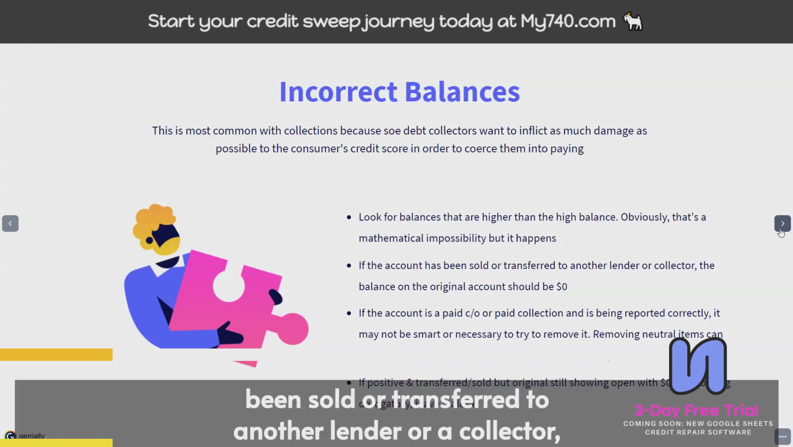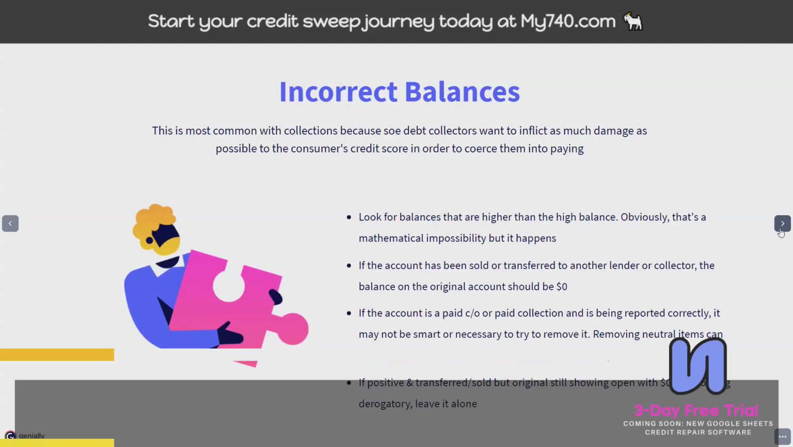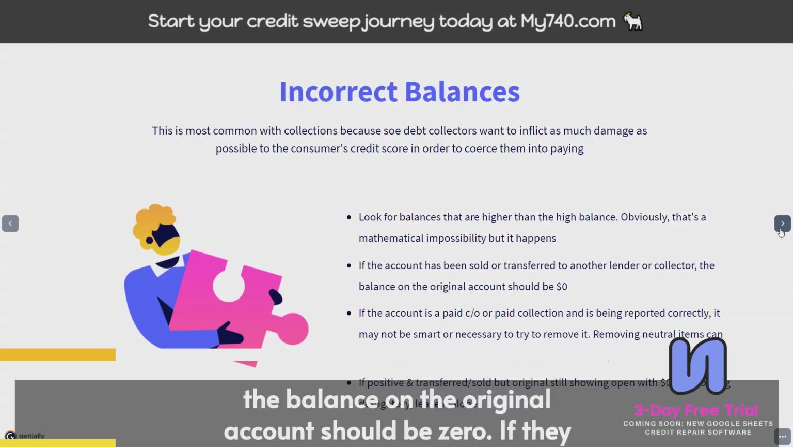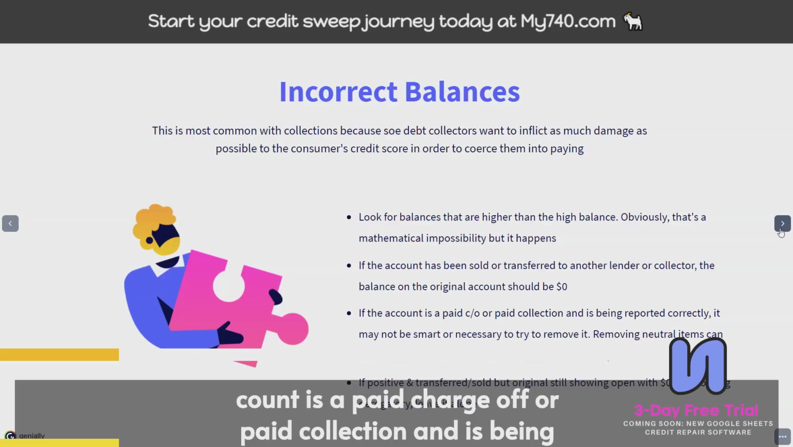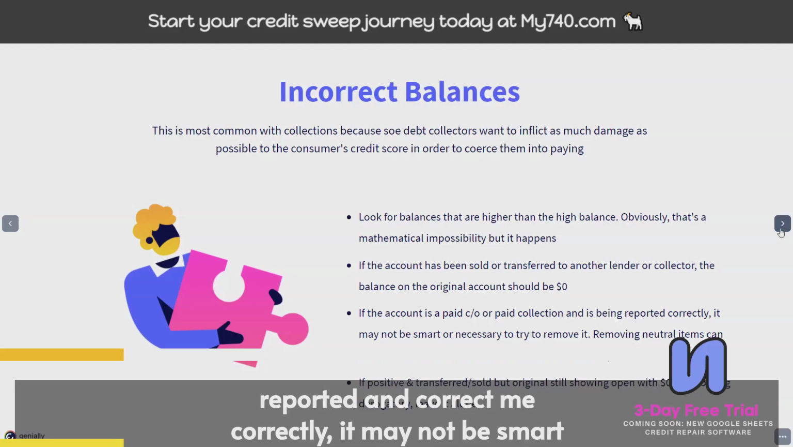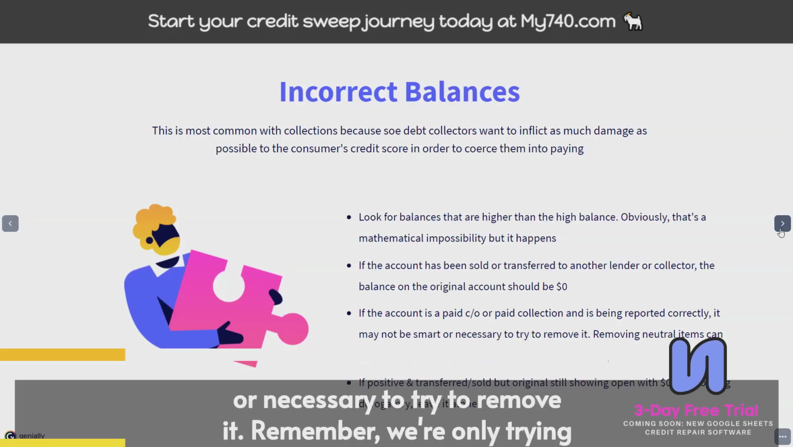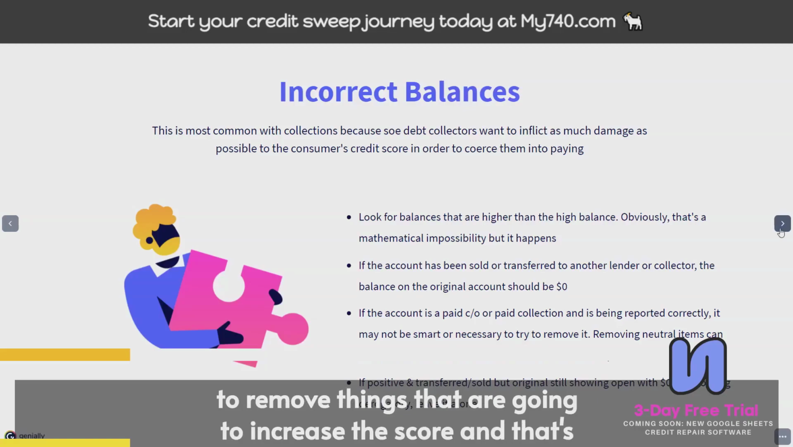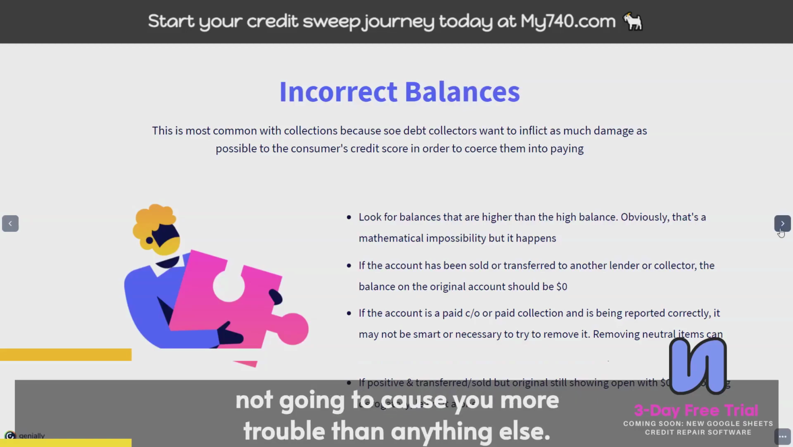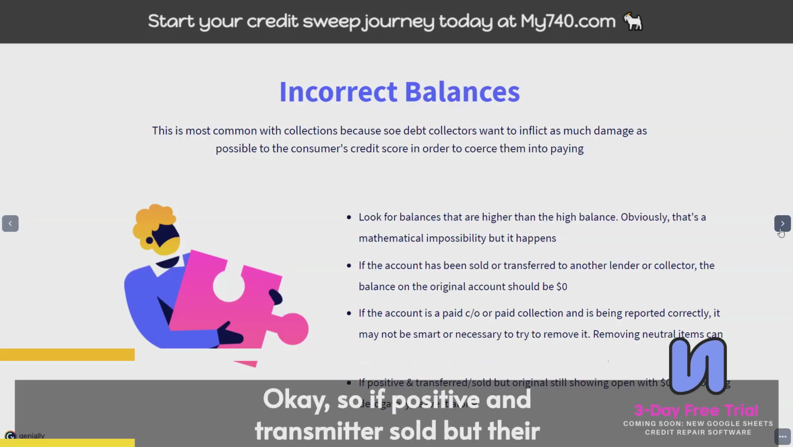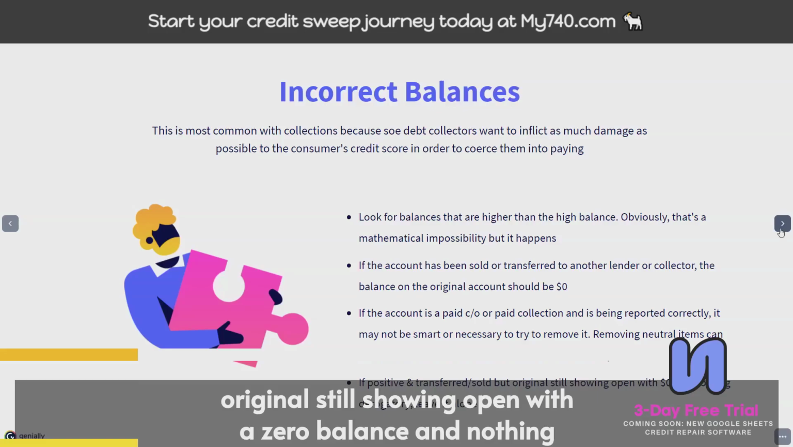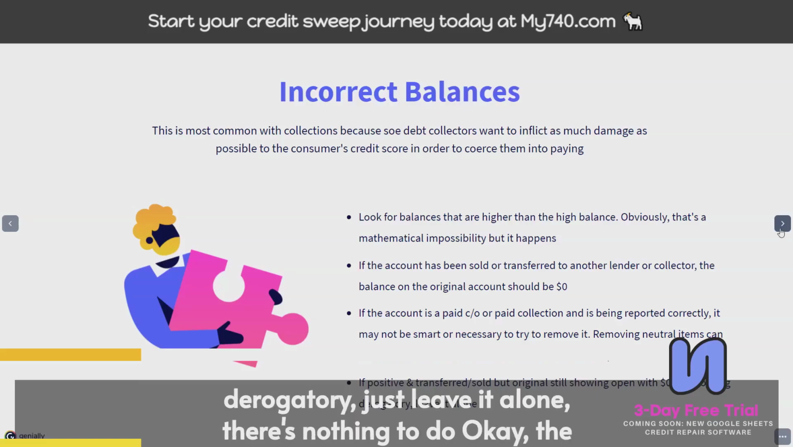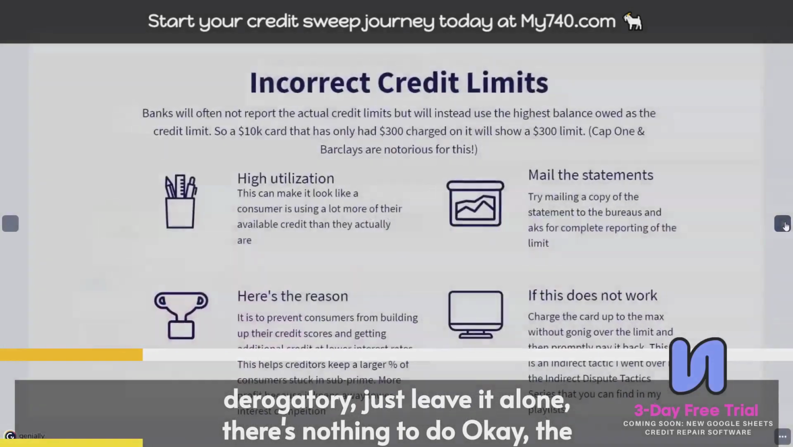If the account has been sold or transferred to another lender or collector, the balance on the original account should be zero. If the account is a paid charge off or paid collection and is being reported correctly, it may not be smart or necessary to try to remove it. Remember, we're only trying to remove things that are going to increase the score, and that's not going to cause you more trouble than anything else, okay? So if it's positive and transferred or sold, but the original is still showing open with a zero balance and nothing derogatory, just leave it alone. There's nothing to do, okay?